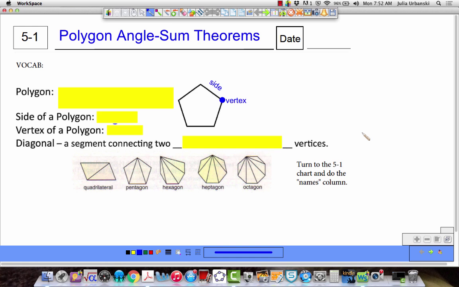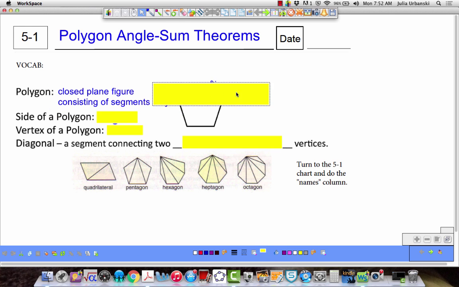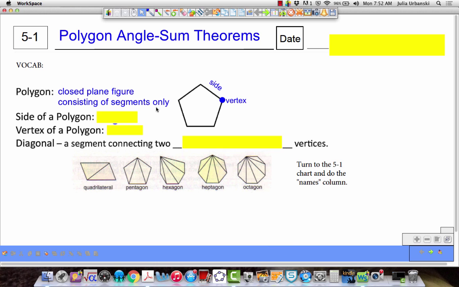It is on a plane, 2-dimensional. It has all segments, no curves, and it is closed. It's a closed plane figure consisting of segments only. And that's important because that's the only way you can count up the degrees within. If there was a curve, then that would throw you off.